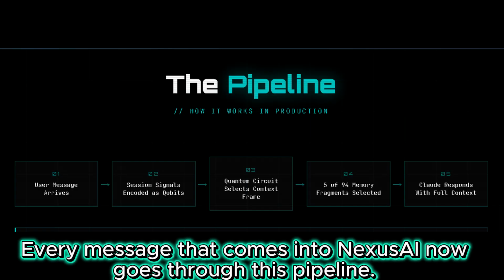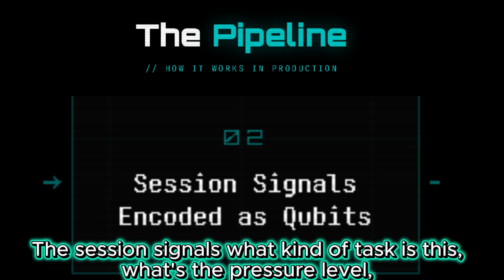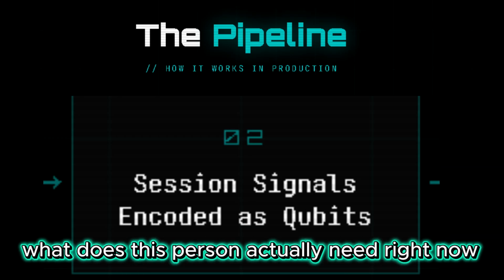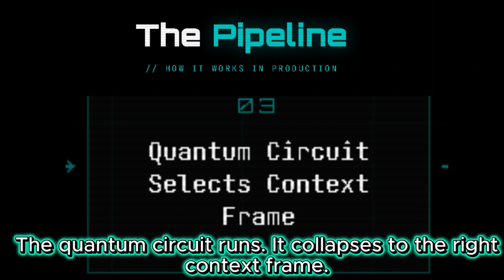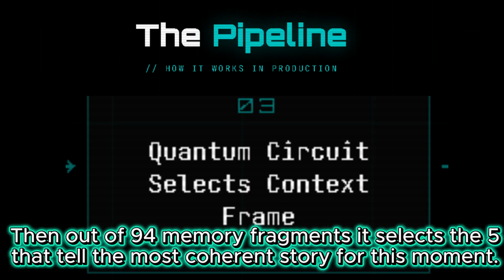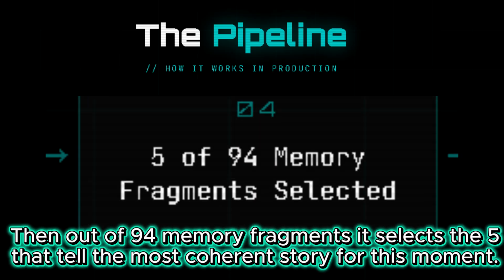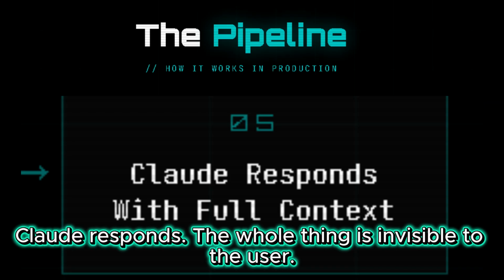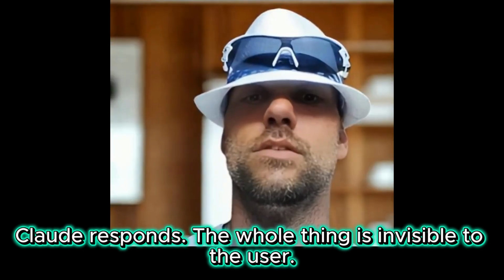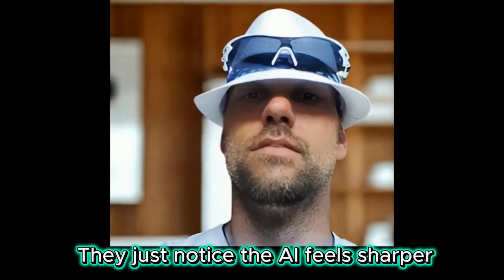Every message that comes into Nexus AI goes through this pipeline. The session signals what kind of task is this, what's the pressure level, what does this person actually need right now. Those get encoded as qubits. The quantum circuit runs, it collapses to the right context frame. Then out of 94 memory fragments, it selects the 5 that tell the most coherent story for this moment. That context goes in. Claude responds, the whole thing invisible to the user. They just notice the AI feels sharper.